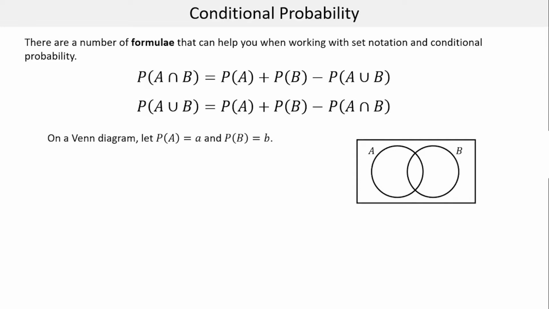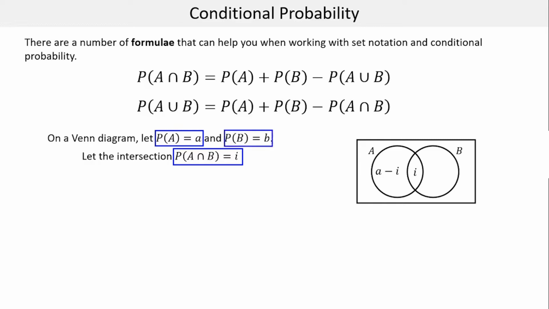Let's construct a Venn diagram with these probabilities. Probability of A is A, probability of B is B, and the probability of the intersection, we'll call that I. To construct this Venn diagram, we're going to start with the intersection, which is I, and then we'll use a subtraction technique to fill in the rest of the Venn diagram. So the probability of A is A, so the rest of A should be A minus I. If we add these together, we get the A we're expecting. Similarly, we'll get B minus I on this side.